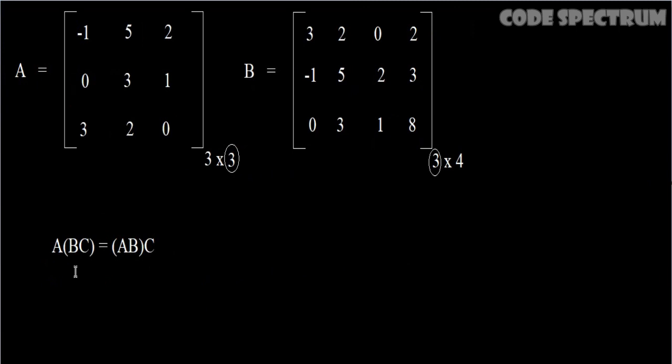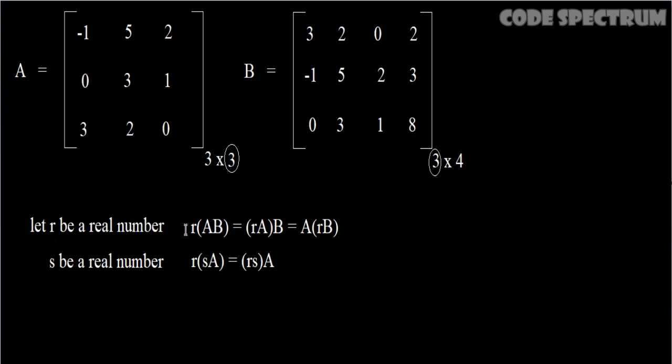Now here's a property here. You can multiply B to C first and then A to BC. But here we have multiplied AB first and then AB to C. It means that if these are same, that's why the matrix is showing us the associative property.